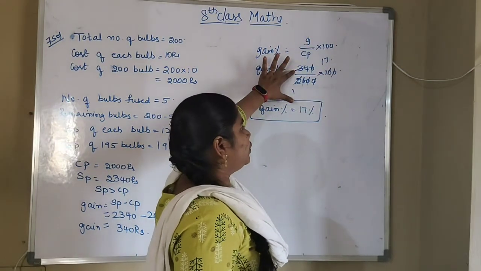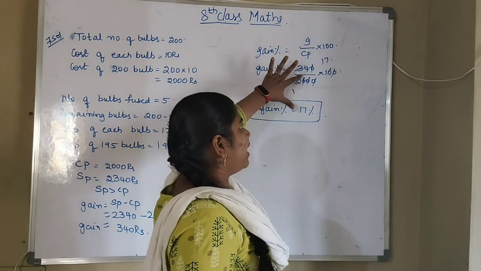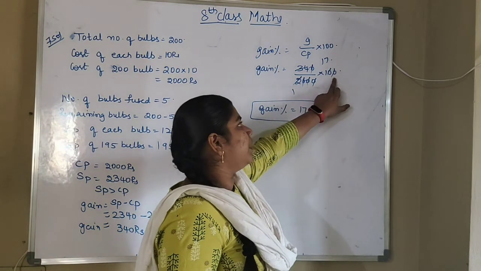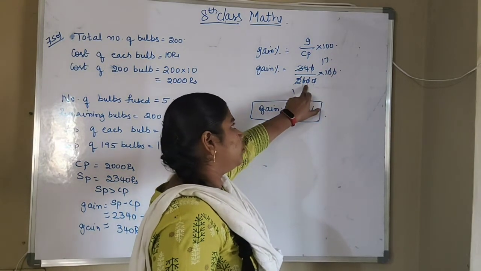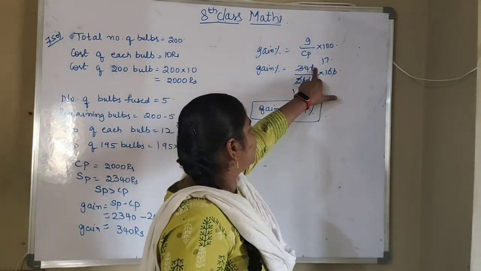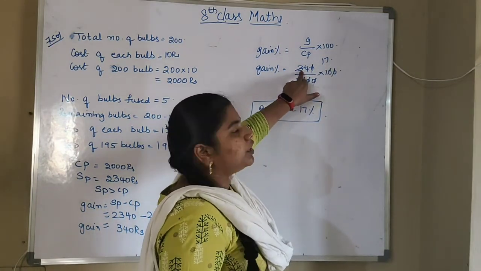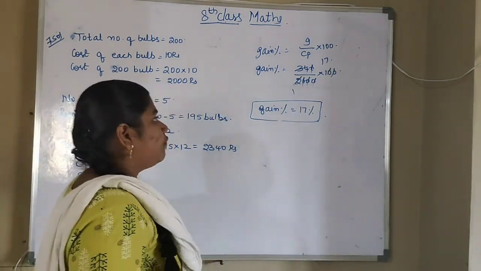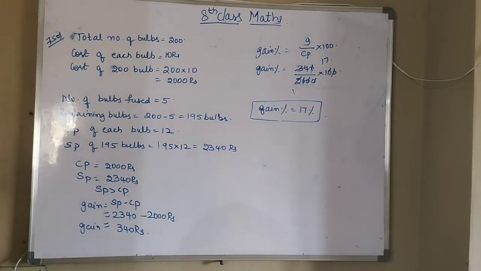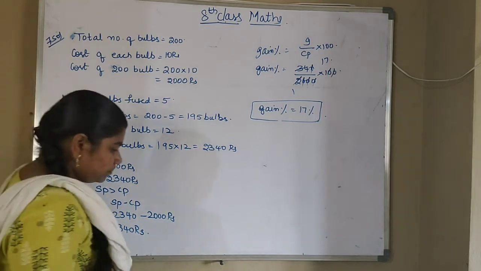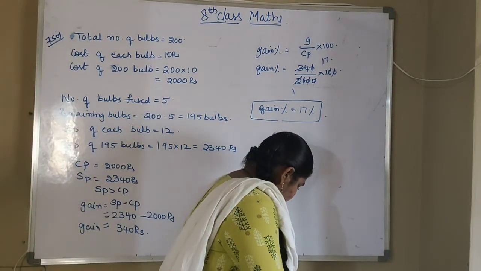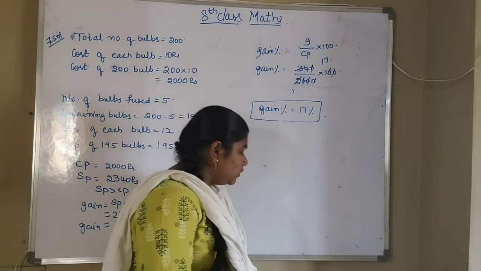Gain is how much? 340 by CP value is 2000 into 100. 0, 0, 0, 0 will get cancelled. 2 1s are 2, 2 17s are 34. So he got the gain of 17%. So next one, that is 9th solution.